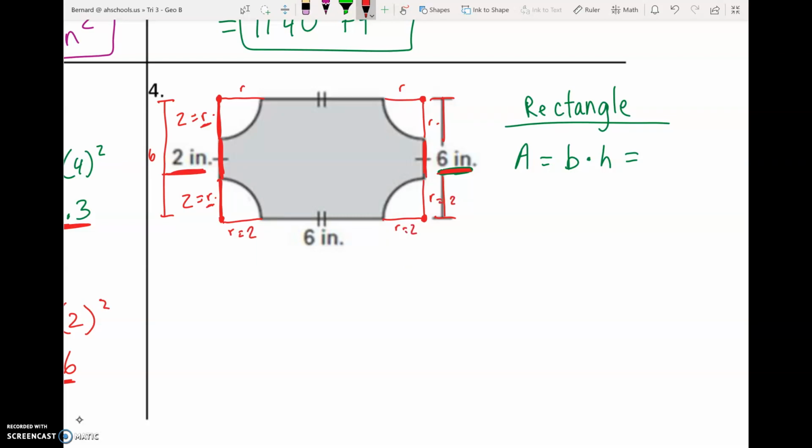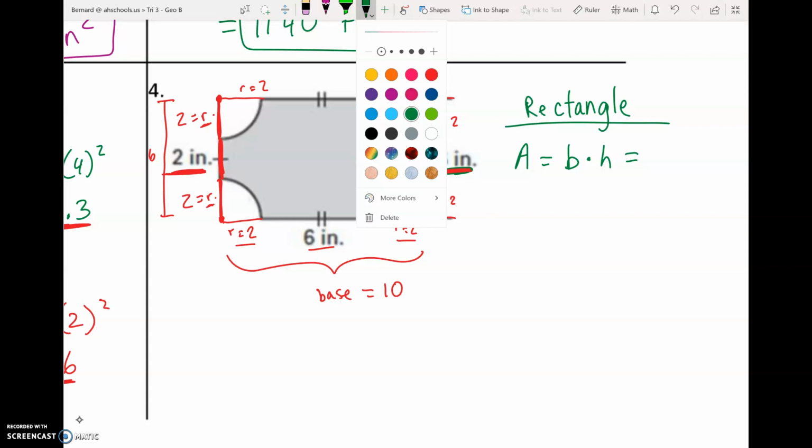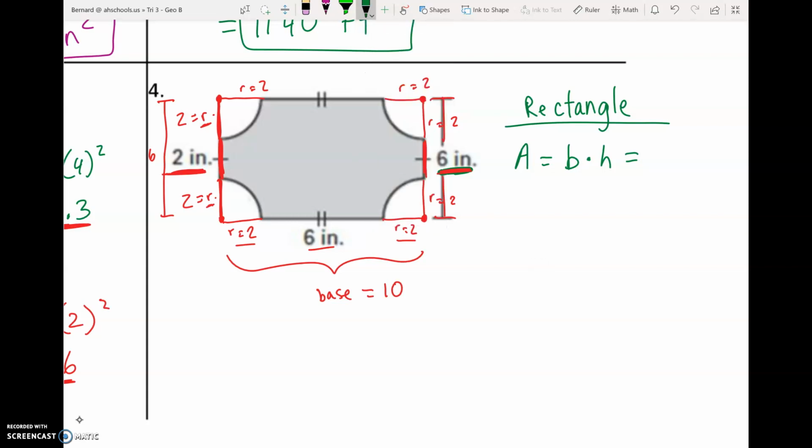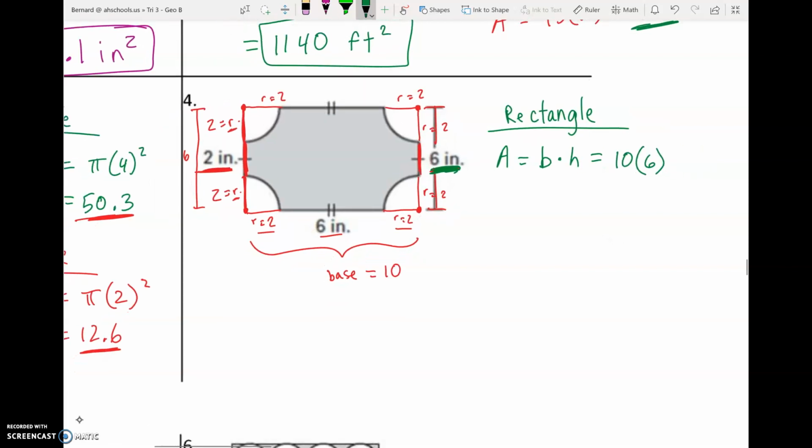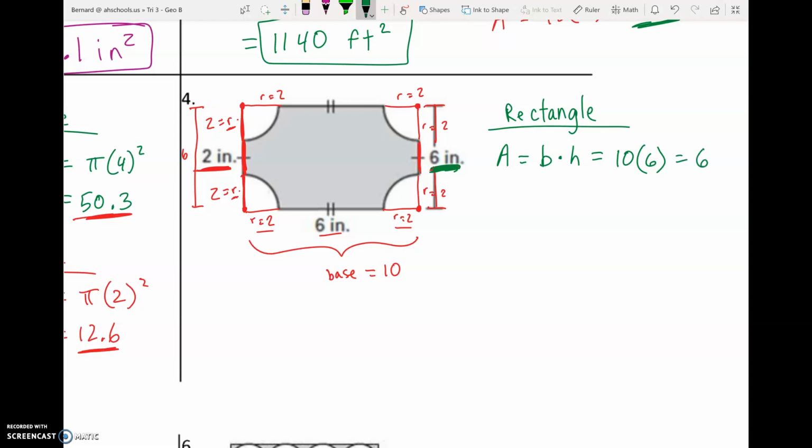And that's crucial because now we can complete the rectangle, right? All of these R's are 2. And so this entire bottom part, which we'll call the base, is 2 plus 6 plus 2, which is 10. So now I can find the area of my rectangle. The area of my rectangle is going to be base times height. My base I just found to be 10. My height was always given to me on the side, which is 6. And so the area of the full rectangle is 60. Now remember, that's not what we want. We're going to have to subtract away these little corners. So now let's start talking about circles.